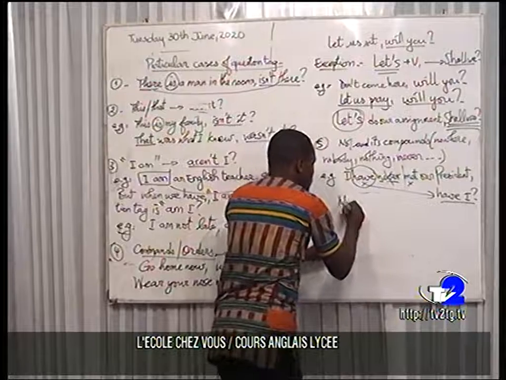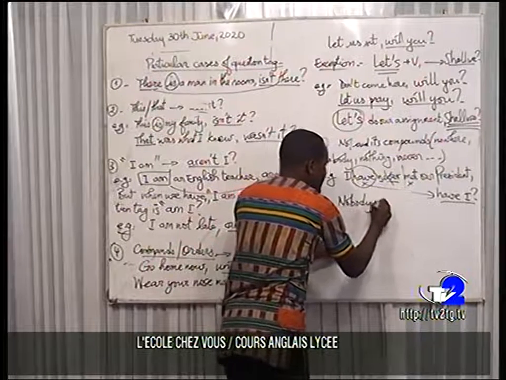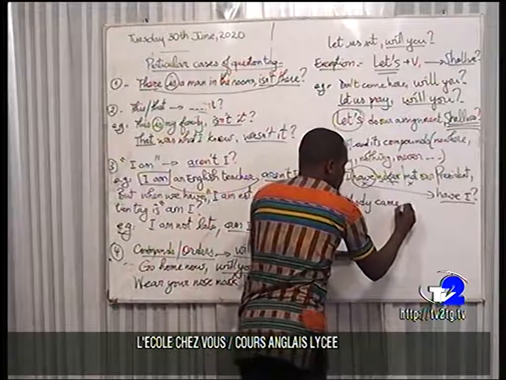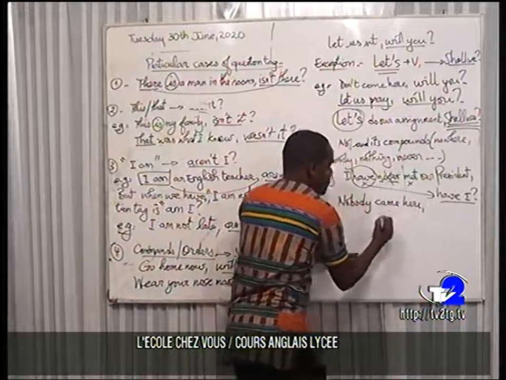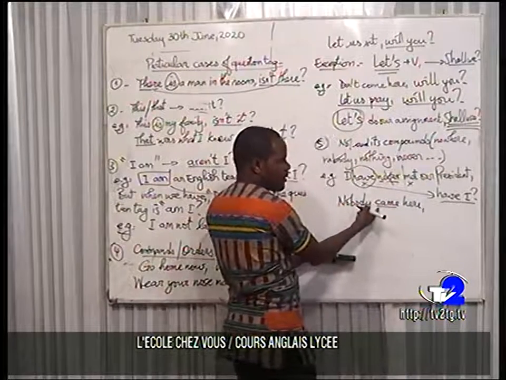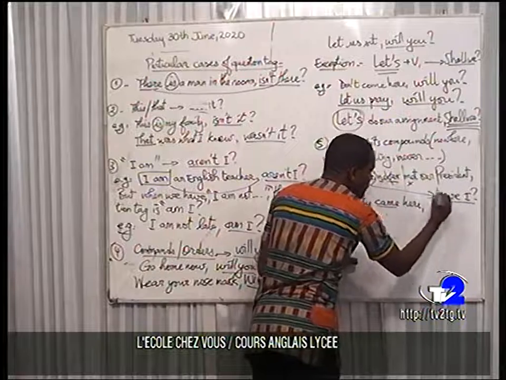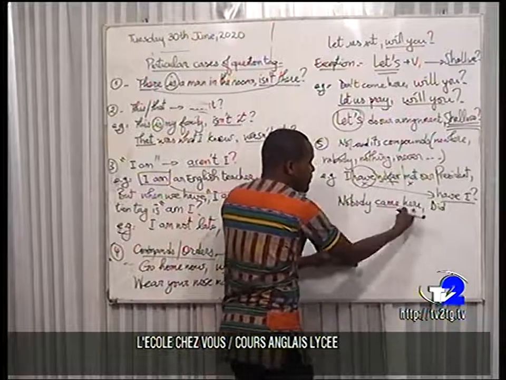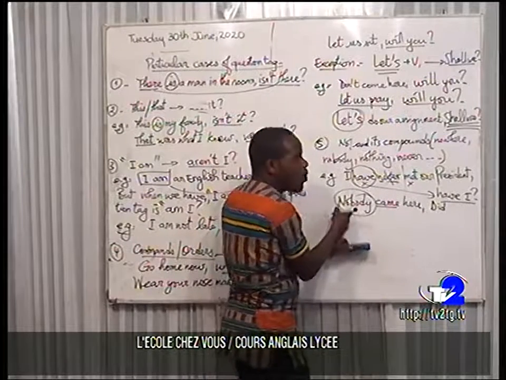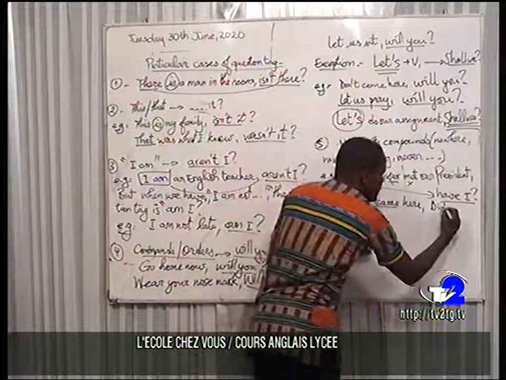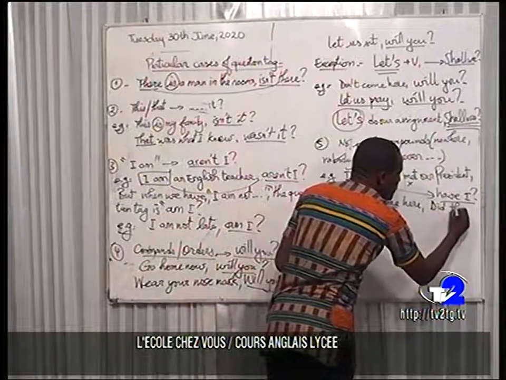Let me use another one. Nobody came here. The verb is in the past. It is an ordinary verb, so we must use the auxiliary did. The sentence is negative because there is nobody. So the question tag should be "did they".